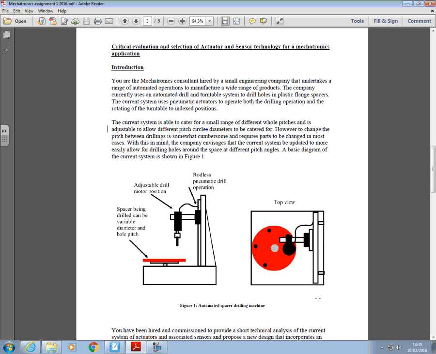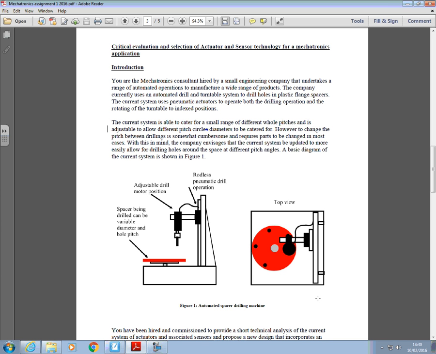The current system is able to cater for a small range of different hole pitches, and is adjustable to allow different pitch diameters to be taken. However, to change pitch between drilling is somewhat cumbersome and requires parts to be changed in those cases. With this in mind, the company believes that the current system could be updated to more easily allow drilling holes around the spacer at different pitch angles. The basic diagram of the system is shown in figure 1.